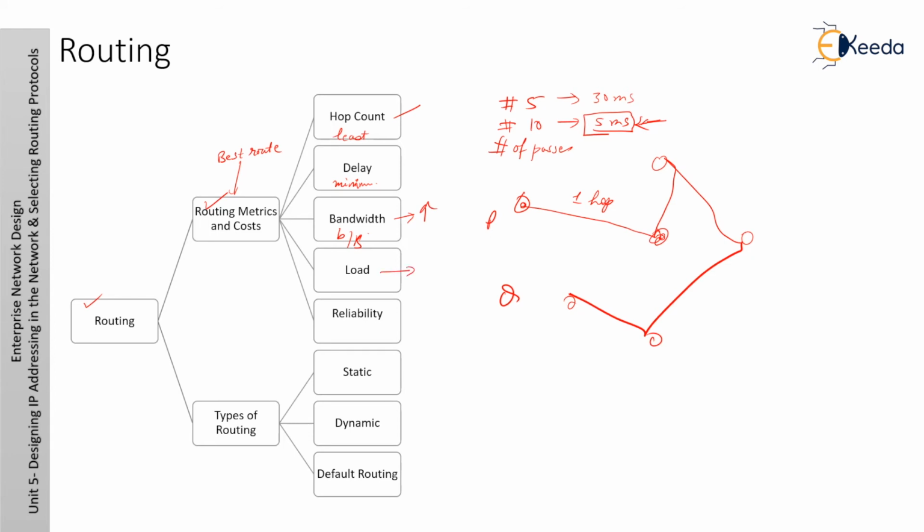Now come to load. It refers to the degree to which a network resource such as a router or network link is busy.